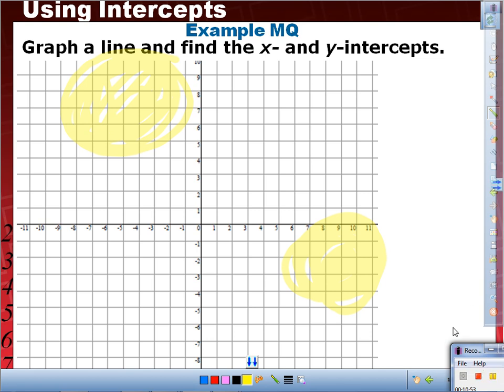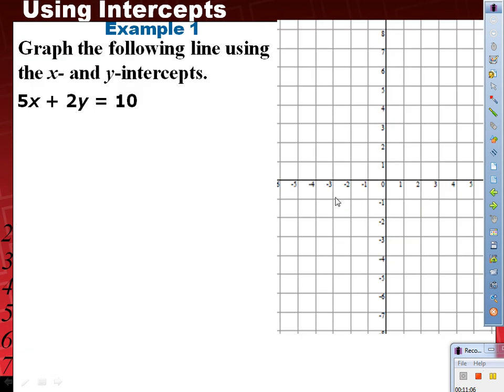All right, so we're good, yes? Okay, so now that we're done identifying the X and Y intercepts, now we're going to graph an equation using the X and Y intercepts. So turn your graph paper over, and I want you to copy this one in the back, top left. Example 1, make sure you write the instructions. Graph the following line using the X and Y intercepts. Equation given, 5x plus 2y equals 10. Copy that, please.